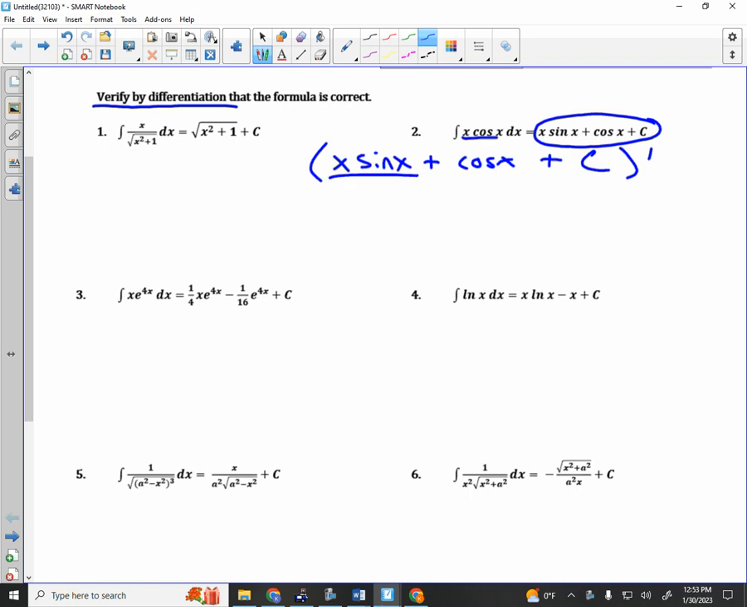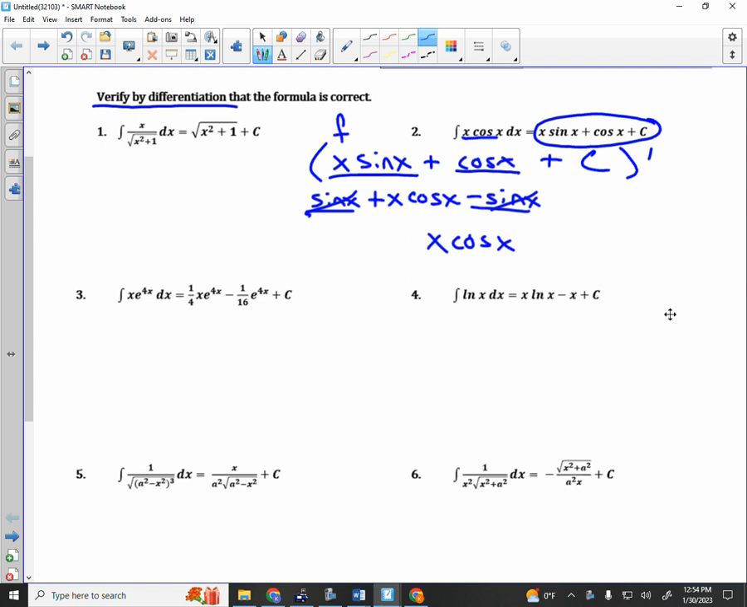Those are easy, right? This part requires that I use what rule? The product rule. The product rule says the derivative of x is 1 times sine of x plus x times the derivative of sine, which is cosine. Notice we said the derivative of cosine was negative sine, and the derivative of a constant is 0. So sine of x and negative sine of x do go away, and I'm left with x cosine of x.